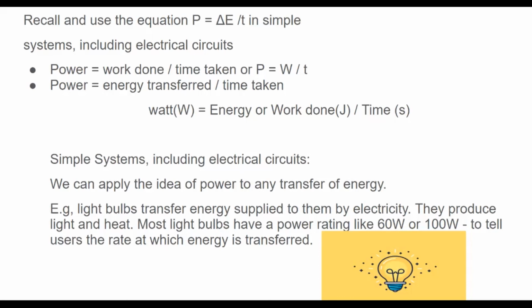Simple systems, including electrical circuits. We can apply the idea of power to any transfer of energy. Example, light bulbs transfer energy supplied to them by electricity. They produce light and heat. Most light bulbs have a power rating like 60 watts or 100 watts to tell users the rate at which energy is transferred.